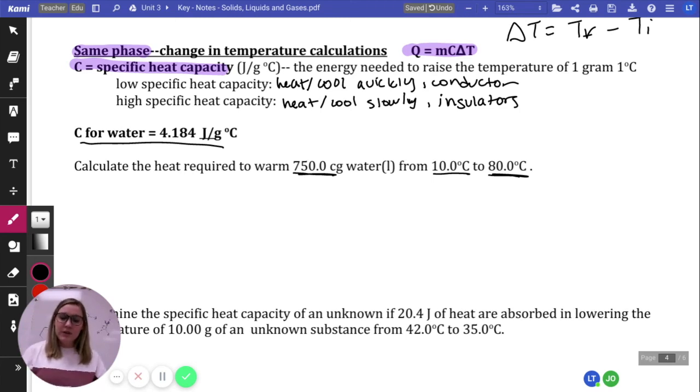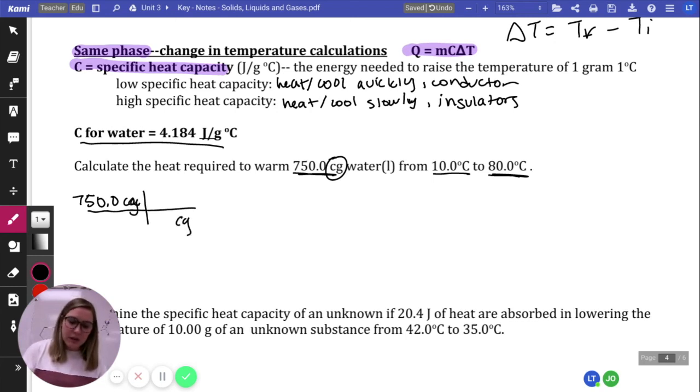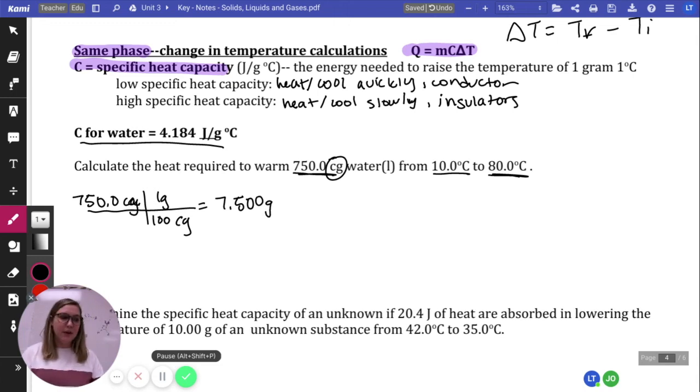All right, so we're going to use our Q equals MC delta T. First thing, though, is we are in centigrams of water. Our specific heat of water is just in grams, so we do need to convert that. So I have 750.0 centigrams of water, centigrams on bottom, and I know that there are 100 centigrams in 1 gram. So that tells me that I have 7.500 grams of water that I'm working with.